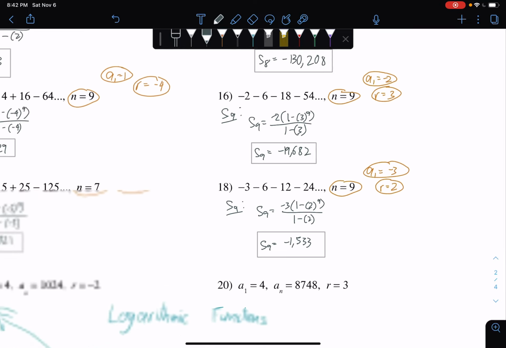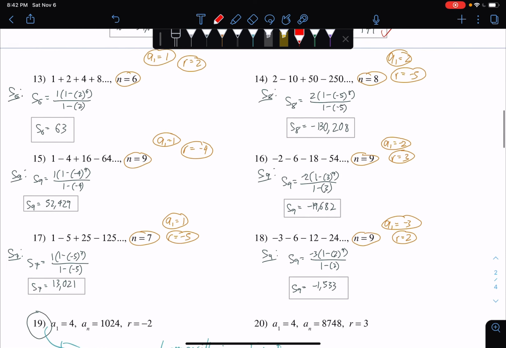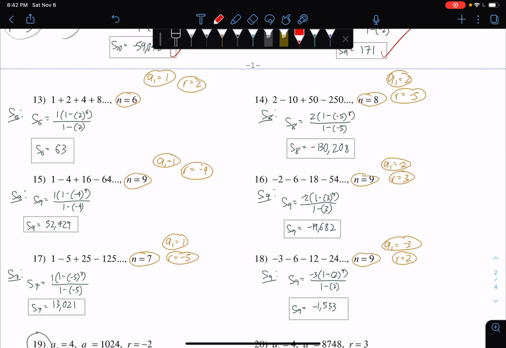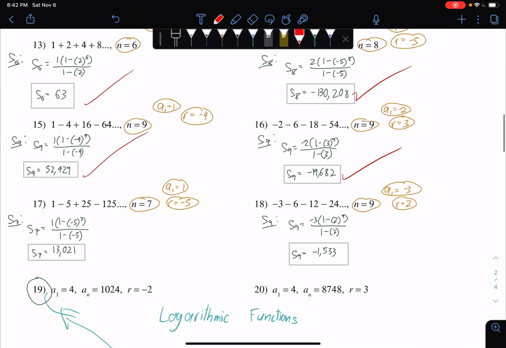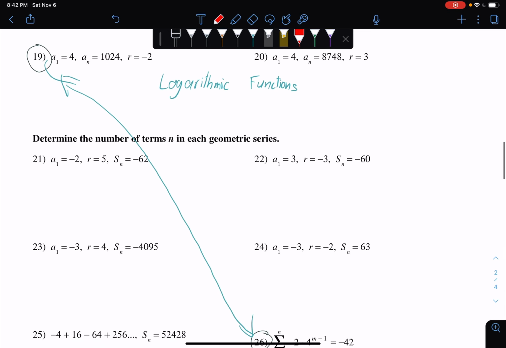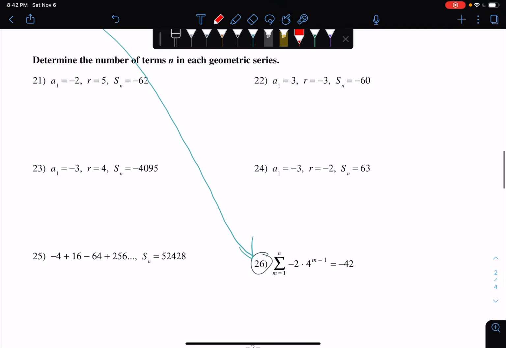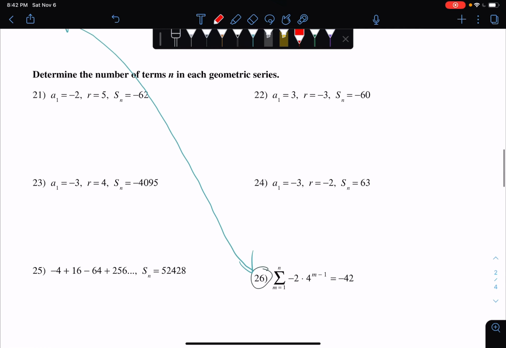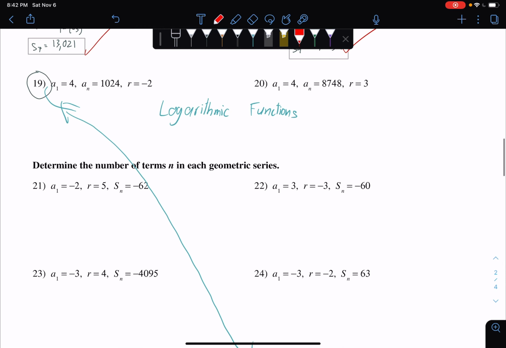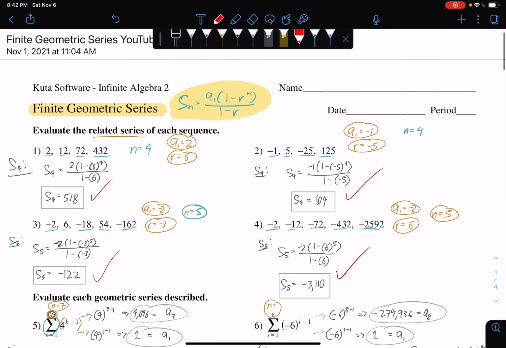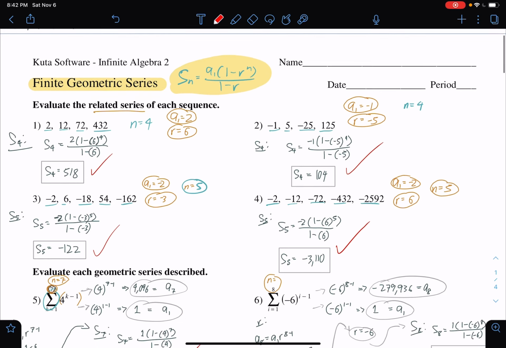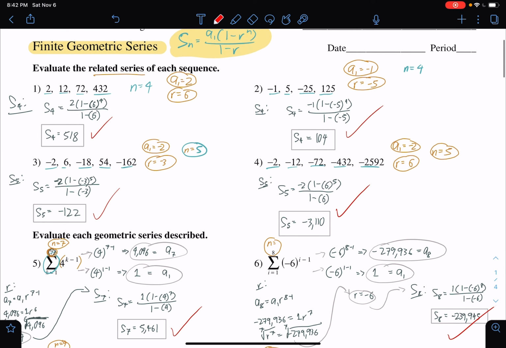Alright, we're finished. Let's just check. 63, correct. Negative 130,208. 52,429. Negative 19,682. 13,021. Negative 1,533. Correct. So we'll be tackling numbers 19 to 26 hopefully in the future, but as for now, there aren't many plans for it. Let's go back to the very top of this sheet, and I'll just show you my solutions.